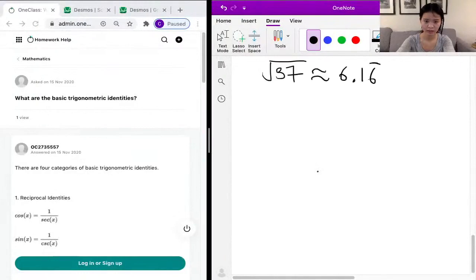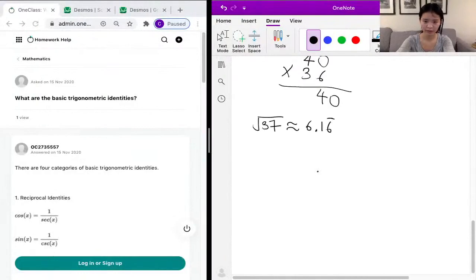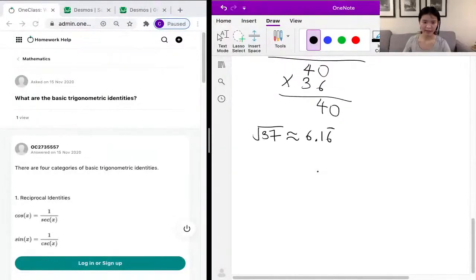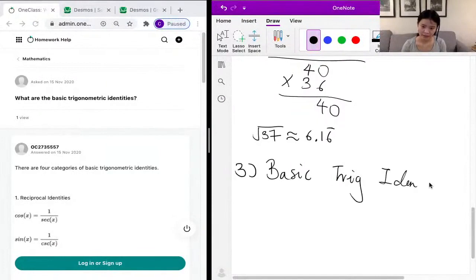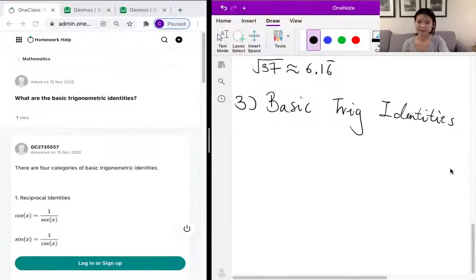Okay, the third problem is asking us what the basic trigonometric identities are. Our third problem here asks us about basic trig identities. Now this is actually quite a broad question, because if they were just asking what the trig identities are, it would be easier.